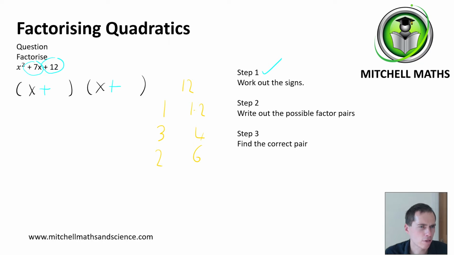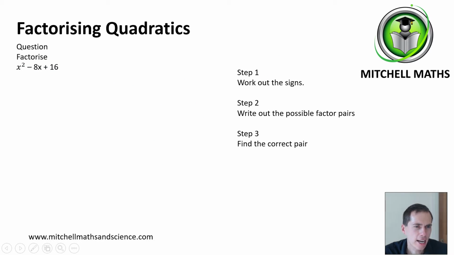Well, 1 plus 12 is 13. 3 plus 4 is 7. Therefore, I know the numbers that go in these brackets must be x plus 3 and x plus 4. And it doesn't matter which order I write them in. I can write x plus 4, x plus 3, or I can write x plus 3, x plus 4. It doesn't make any difference. So that is my final answer.